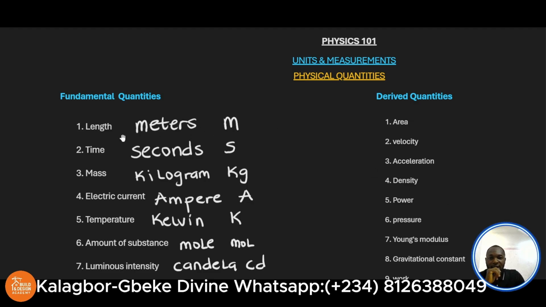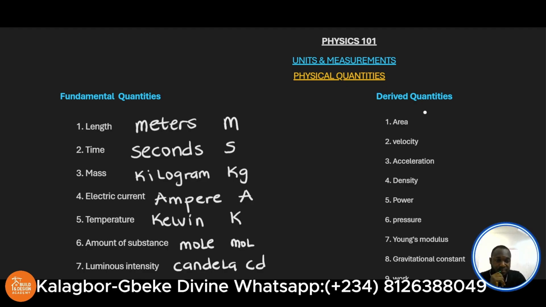These are the SI units and their symbols, and these are the fundamental quantities. They are also known as the base quantities. Then derived quantities are quantities gotten from the combination of two or more fundamental quantities. For example, we have area.